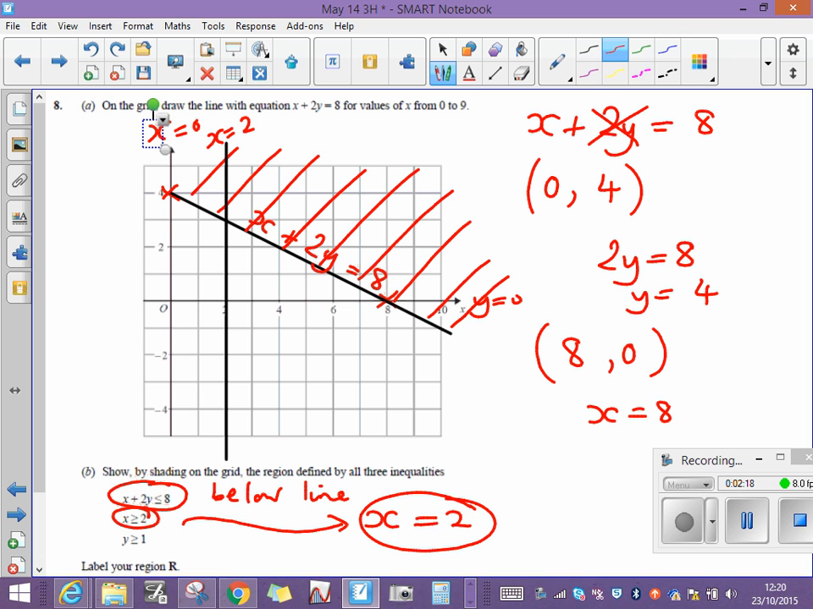Now I want the side where x is greater than or equal to 2. So I want this side of the line. So I'm going to again shade out this side of the line. So this side of the line is the side that I don't want.